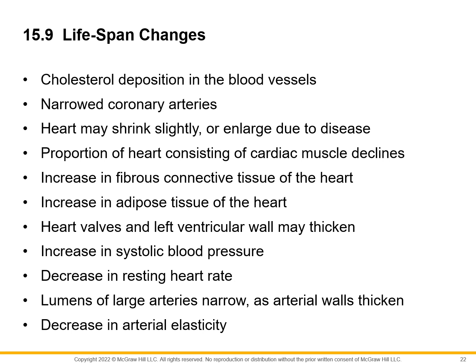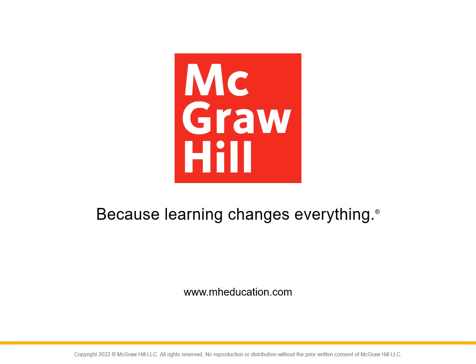And finally, a decrease in arterial elasticity will take place, and all these changes will probably affect the blood pressure, the cardiac output, and the contractility of the heart. So these are normal physiological changes. By this slide, we finish the cardiovascular system. Thank you.